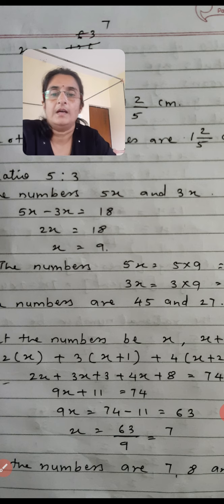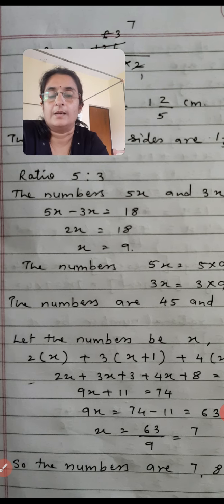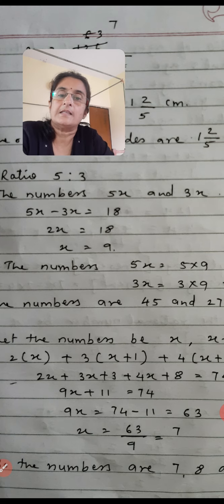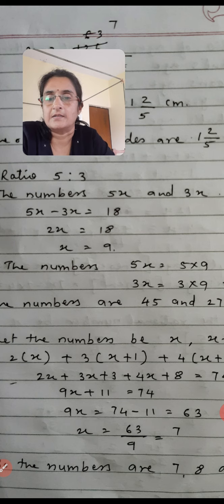So how will we do? The ratio is 5:3, so the numbers will be 5x and 3x. Now the difference between them is 18. So to find the difference, what do we do? We do the subtraction. So 5x minus 3x is equal to 18. That gives us 2x is equal to 18 and the x value is 9.